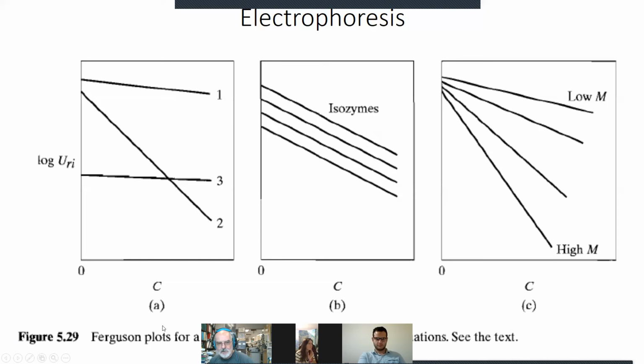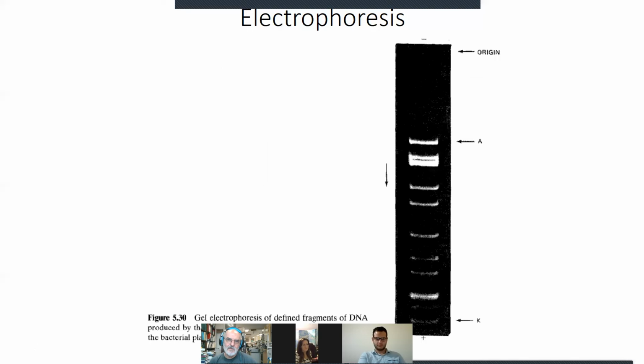And so Ferguson plots are a method. It's not completely out of vogue. It's something that almost no one does anymore. I could talk about it at length because I used to run Ferguson plots a lot in the 80s and 90s. But in any event, you can learn something about molecular weight, net mobility, and charge. And notice this is in free buffer. So this is not with SDS.